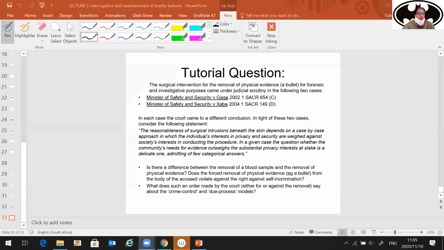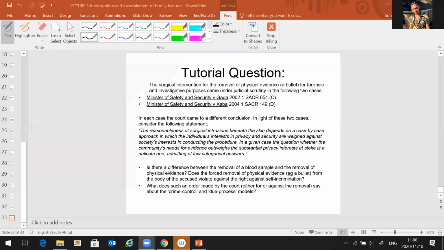Is there a difference between the removal of a blood sample and the removal of physical evidence? Does the forced removal of physical evidence from the body of an accused violate the right against self-incrimination? Okay, go ahead, Michael.